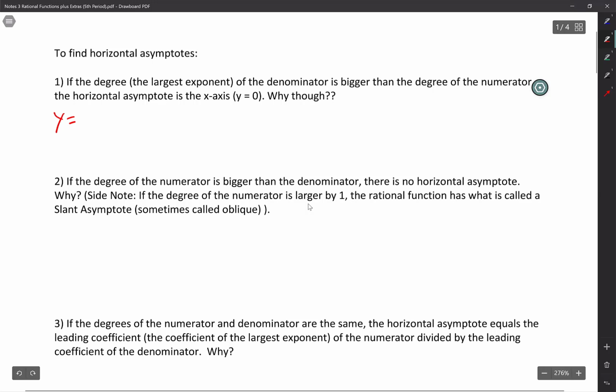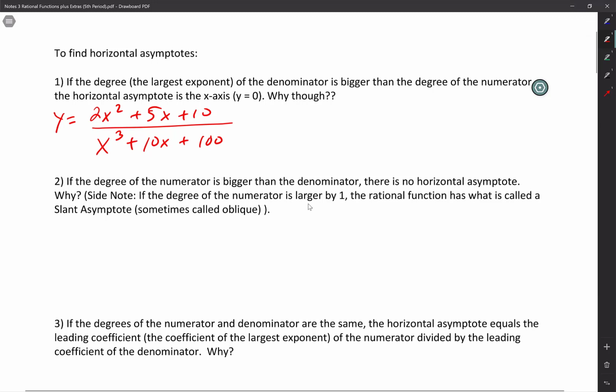y equals 2x squared plus 5x plus 10. I'm just making something up, guys. Completely up. x cubed plus 10x plus 100. Notice that the degree of the denominator is bigger by 1 than the degree of the numerator. It doesn't have to be just bigger by 1. It can be bigger by more, as long as it's just bigger, period.